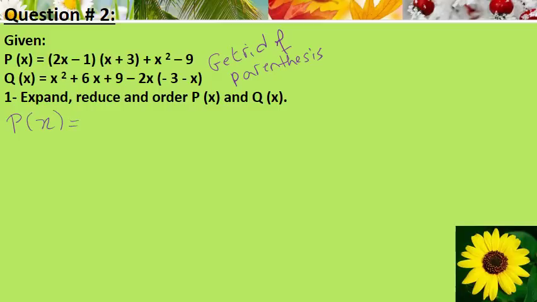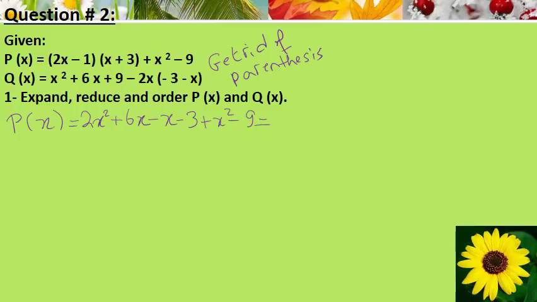First, in p of x, we have two parentheses multiplied together. Multiply them, Dana. 2x times x, 2x squared. Plus 2x times plus 3, plus 6x. Then we multiply minus 1 by x, minus x. Minus 1 by 3, minus 3. Plus x squared, then minus 9.